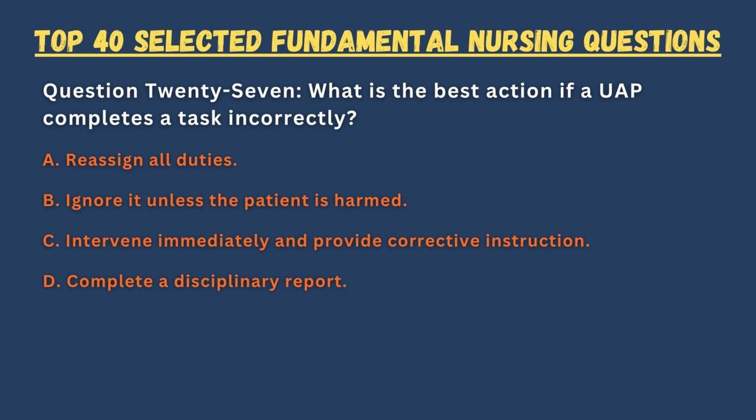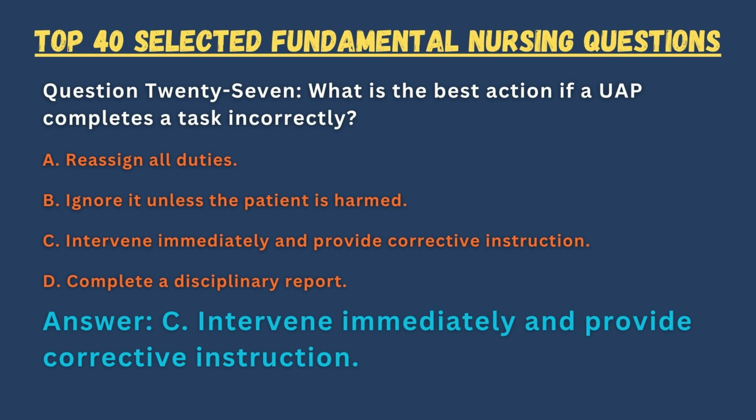Answer: C. Perform a focused neurological assessment. Question 27. What is the best action if a UAP completes a task incorrectly? A. Reassign all duties. B. Ignore it unless the patient is harmed. C. Intervene immediately and provide corrective instruction. D. Complete a disciplinary report.